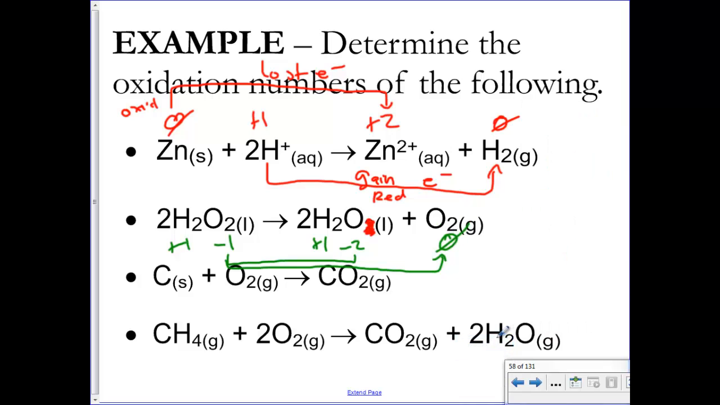So hydrogen is not anything? Which one? Oh yeah, hydrogen's a spectator ion then, because it started at +1 and ended at +1.